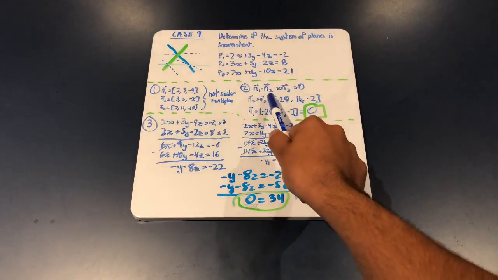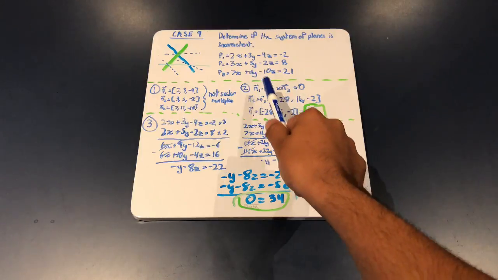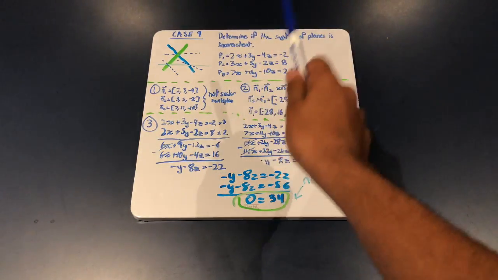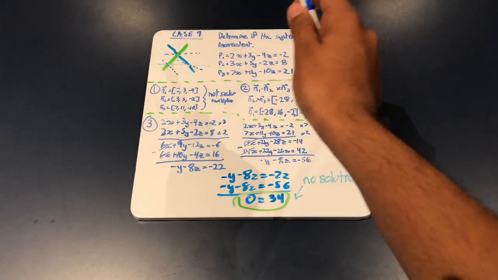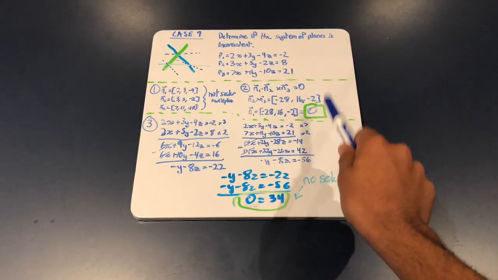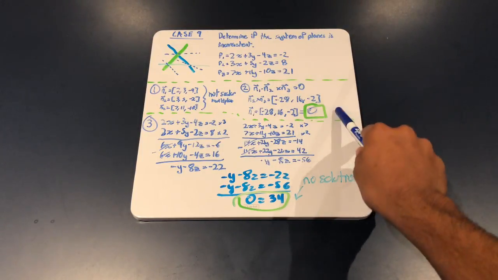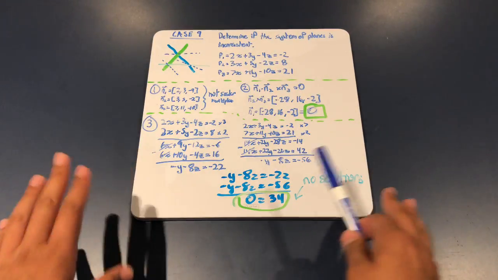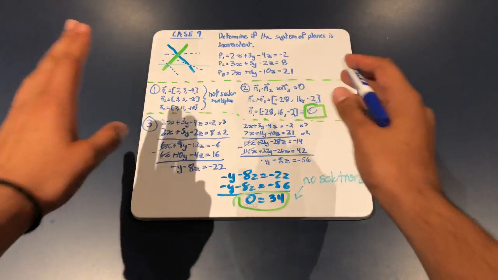And to do so, we're going to take the normals, and first we're going to do the cross product of n2 with n3, then we're going to do the dot product of n1 with the cross product of n2 and n3. And the answer should be a 0, in which case this is a 0. Lastly, we're going to move on to proving if there are any solutions for this system of planes.